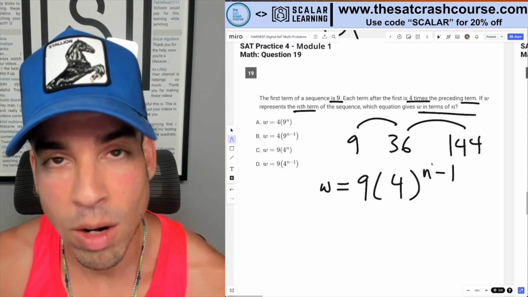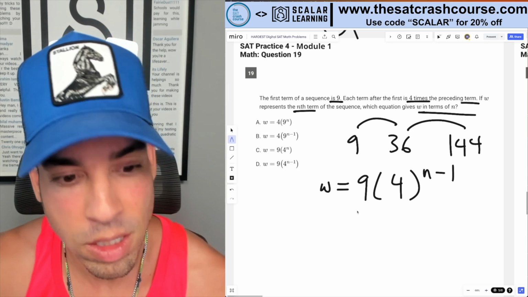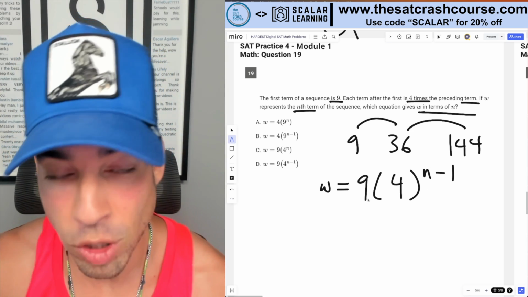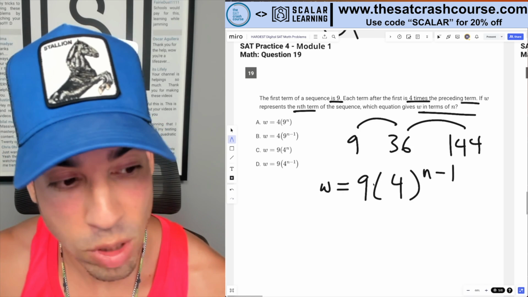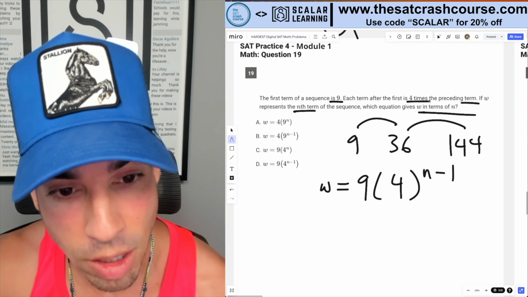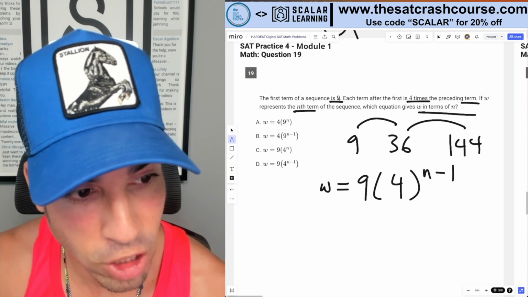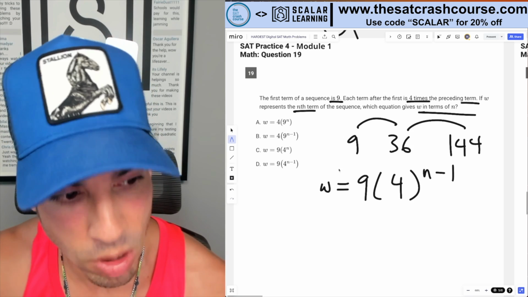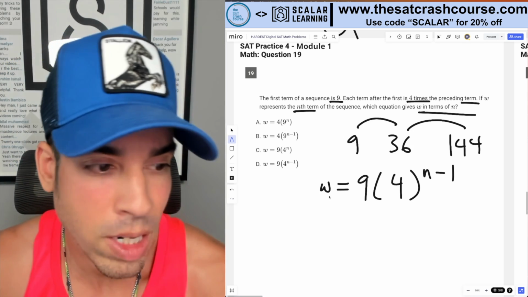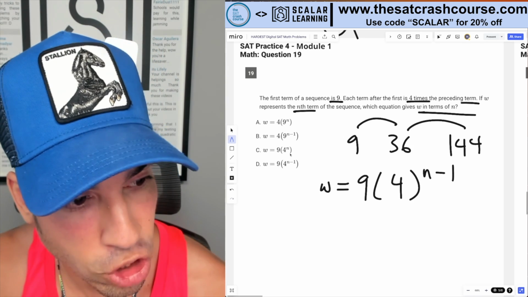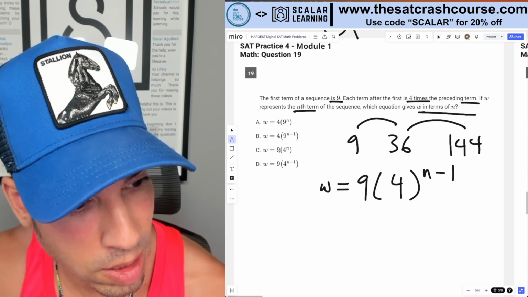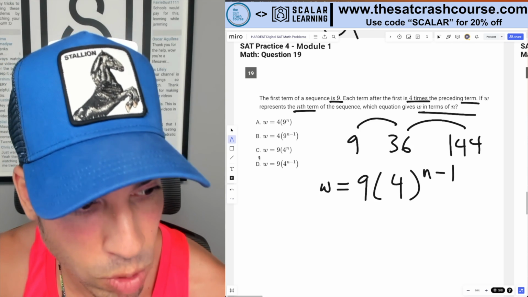So the reason why I rank this as one of the hardest problems is because you got to know this geometric formula to do this quickly. Now, of course, you can plug and chug and be like, all right, well, I know if I plug in 1, I should get 9. If I plug in 2, I should get 36. You can kind of run it through that way. But anyways, that's why I classify it as such. So the answer here would be 9 times 4 to the n minus 1, which is D.